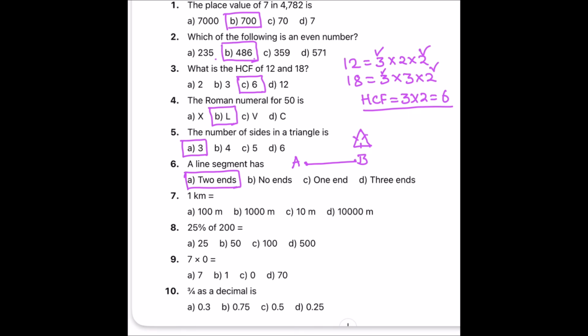Next one is the 7th question, which is, 1 kilometer is how many meters? This you need to learn. 1 kilometer is 1000 meters.